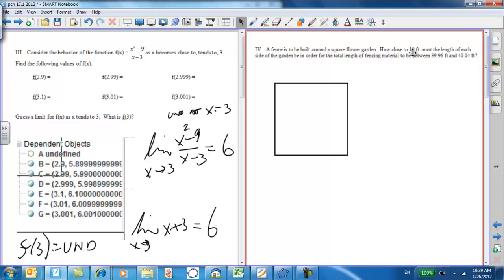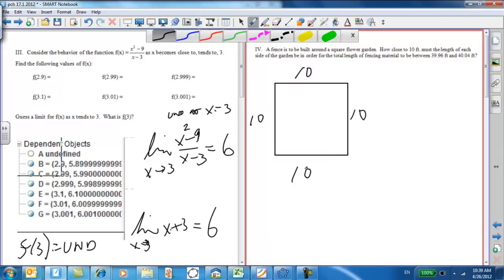So how close to 10 feet? In other words, we've got 10 feet on each side here: 10, 10, 10, and 10. And the total perimeter is 40. But if we want the perimeter between 39.96 and 40.04, what does each side have to be?